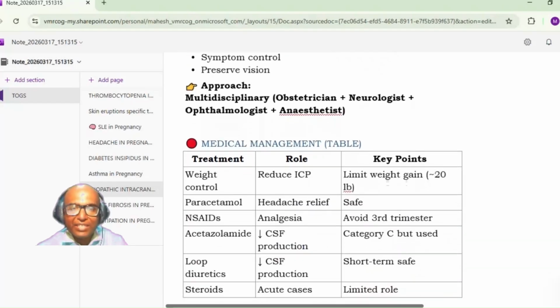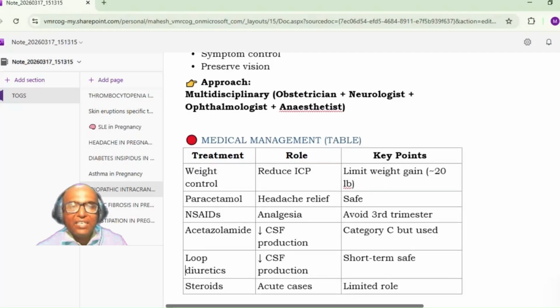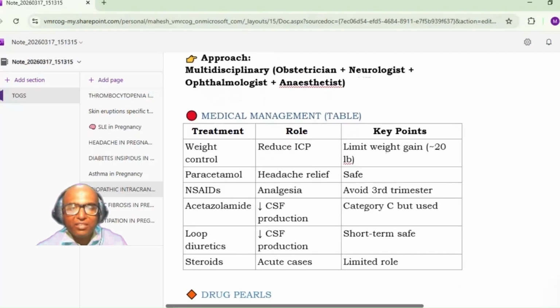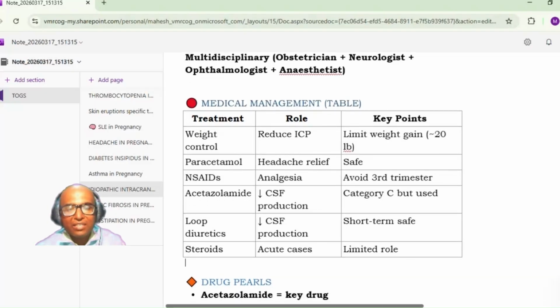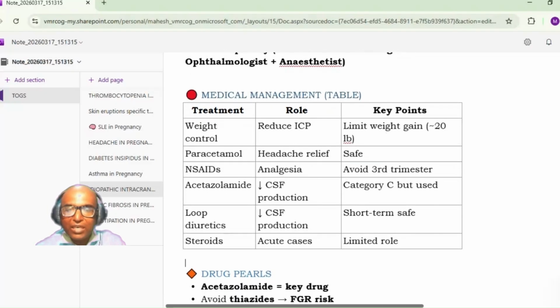Advise weight control. That will also help to reduce the intracranial pressure; limit the weight gain to less than around 20 pounds maximum. Then paracetamol for relief of the headache. It is safe during pregnancy. NSAID is a good analgesic, but to be avoided in the third trimester. Acetazolamide will reduce the CSF production. It is category C, but can be used. Then loop diuretics: CSF production is reduced, and in the short term they are safe. Steroids are used in acute cases, but they have a limited role.